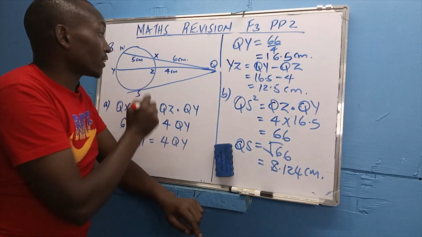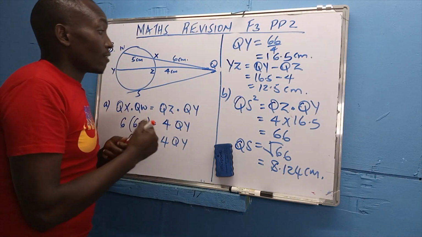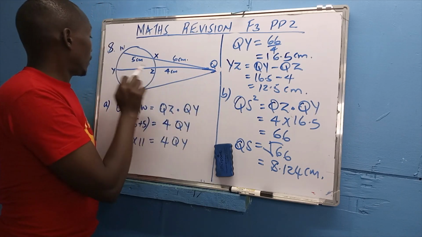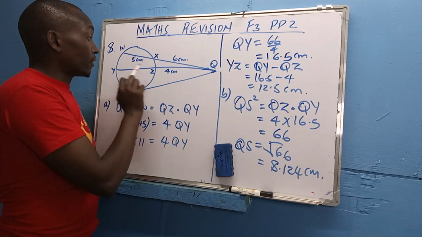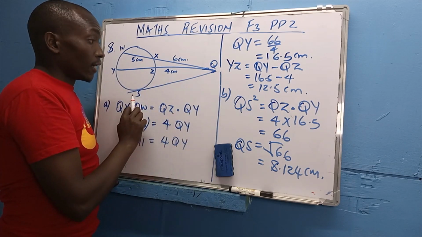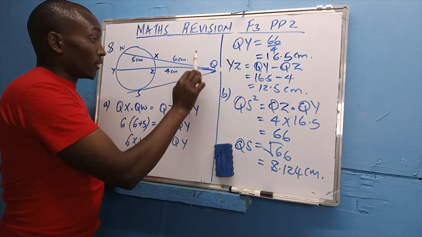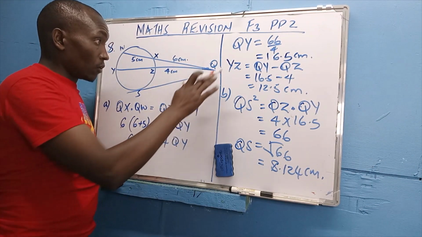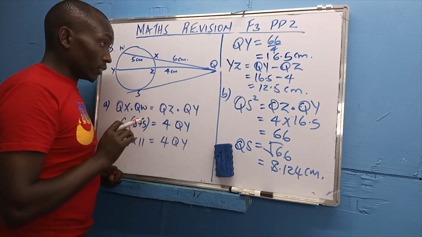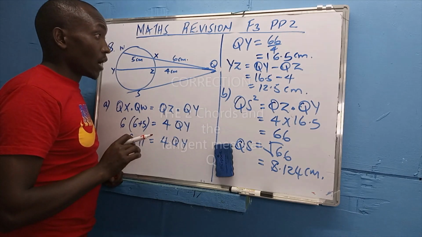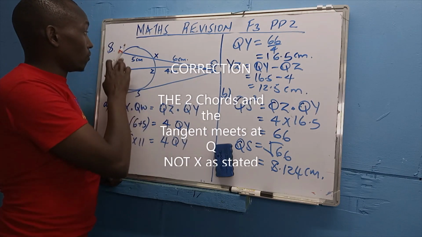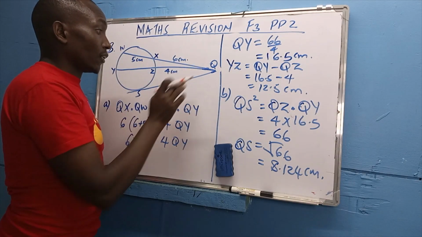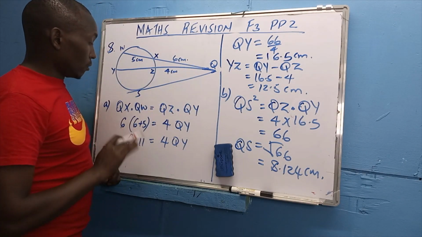Question number 8, you have a circle here. This circle has a chord WX extended, then another chord YZ extended, and a tangent at a point S. The tangent and the two chords, extended or produced, meet at a point Q there. You're given WX is 5 centimeters, XQ is 6 centimeters, ZQ is 4 centimeters.